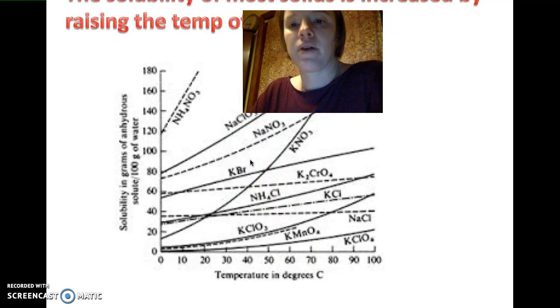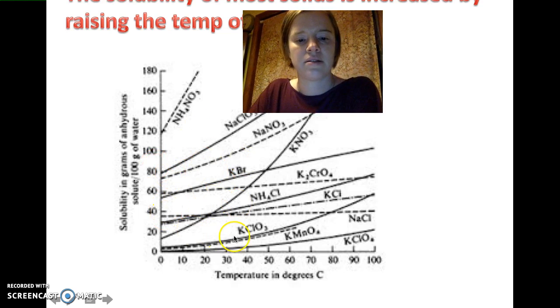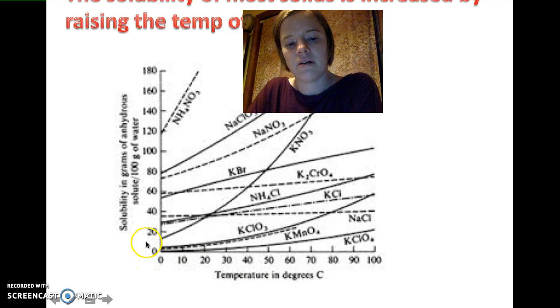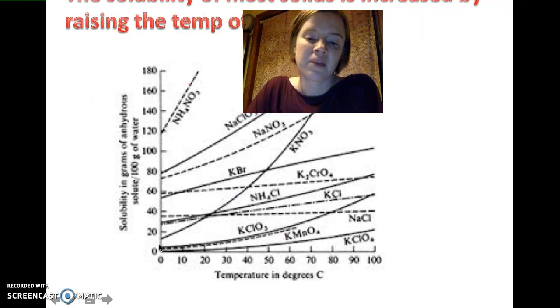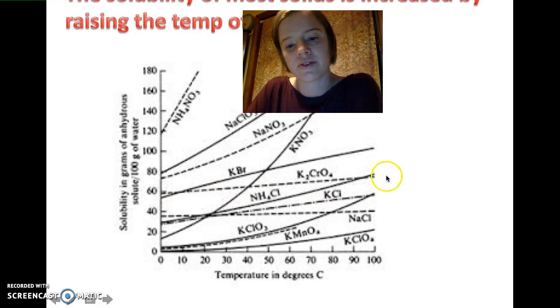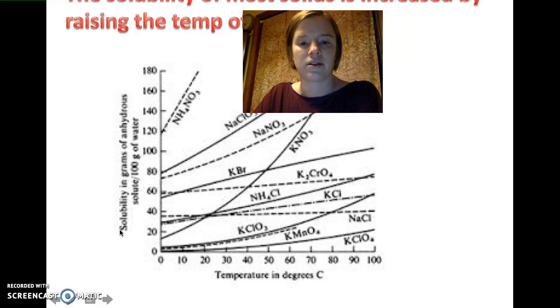Okay, so the next thing we're going to do is look at solubility charts. When something is soluble, again, it means it can dissolve. Most solids, as you increase your temperature, as you saw in your lab, the solubility also increases. You could see that mostly with this potassium nitrate. Potassium nitrate, you could see how much more it becomes soluble as the temperature increases. Some are just a little bit less dramatic, but they generally all increase in solubility as you increase the temperature.